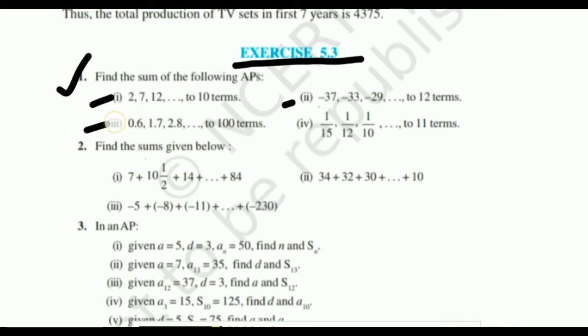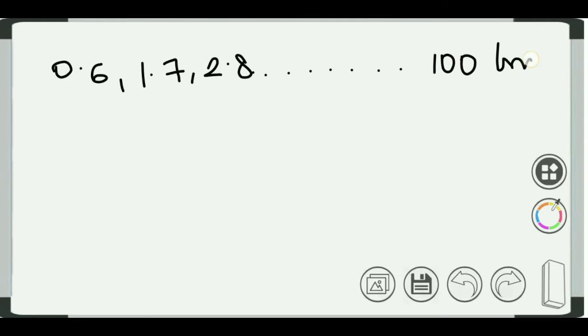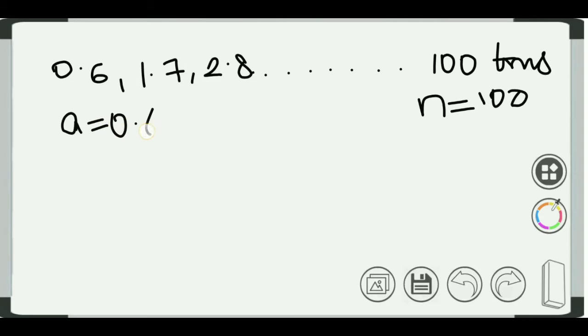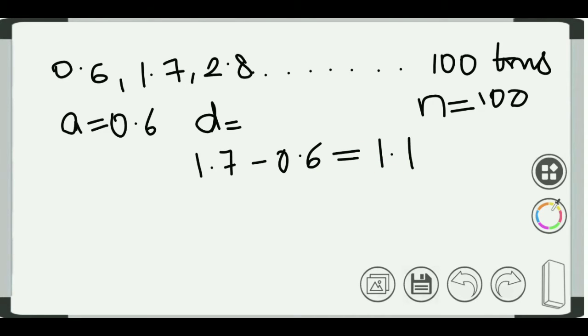Same way, the third one. The AP is 0.6, 1.7, 2.8, and so on, up to 100 terms. 100 terms means n is equal to 100. A is equal to 0.6. D is equal to 1.7 minus 0.6. What is 1.7 minus 0.6? 1.1. Okay, now you can substitute in the Sn formula.